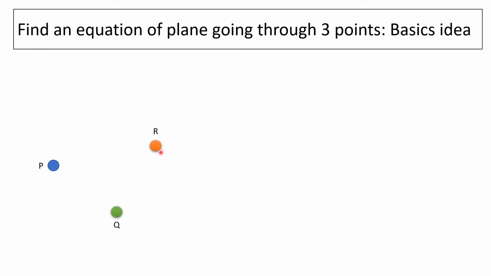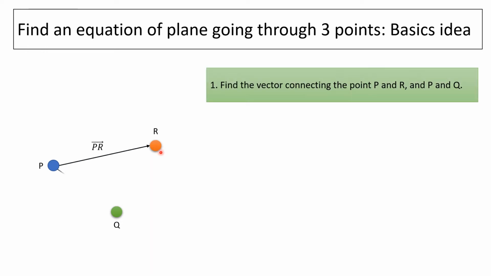There are a few steps that we have to follow. The first thing is that we need to find the vectors that connect the point P, for example, with R, which is what we write as PR with the arrow at the top here. And we need to find the vector P to Q. In order to find PR, you take the coordinate for R minus the coordinate for P, and this will give you PR. You do the same thing with PQ, and then you will end up with two vectors.